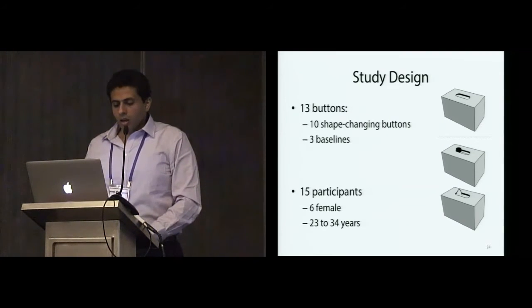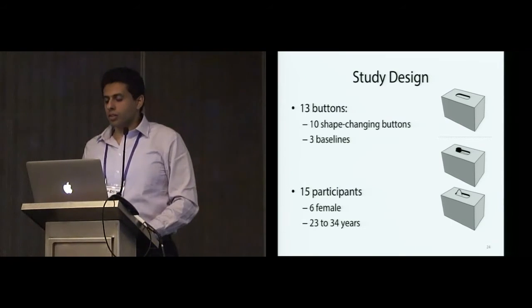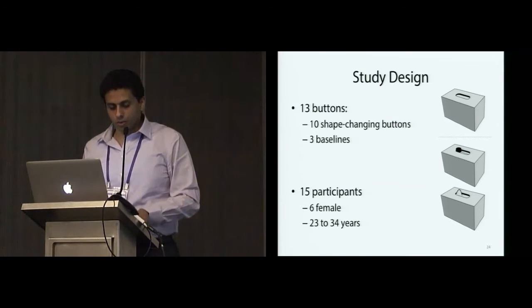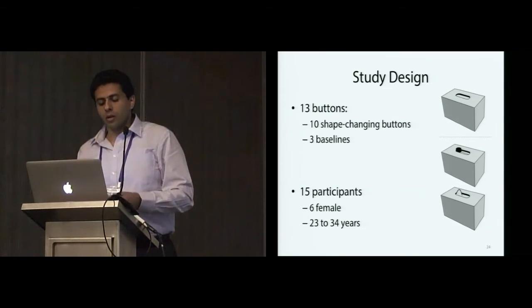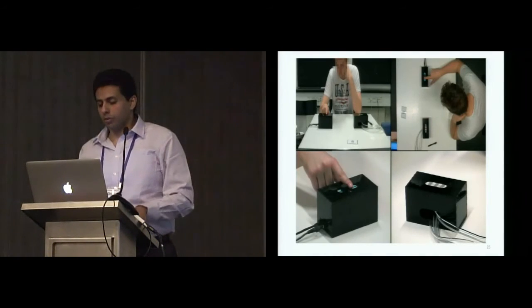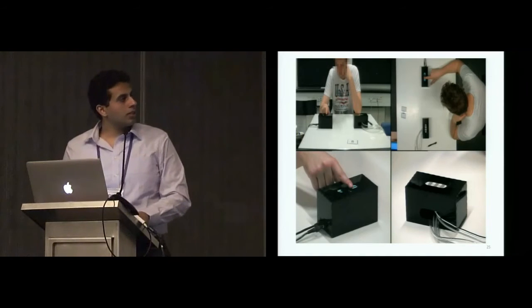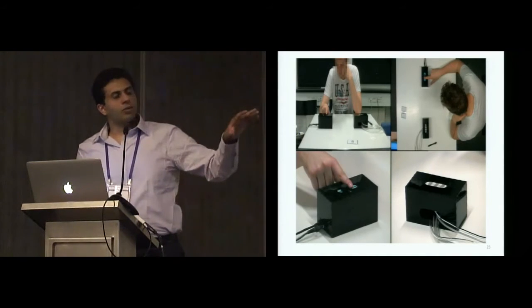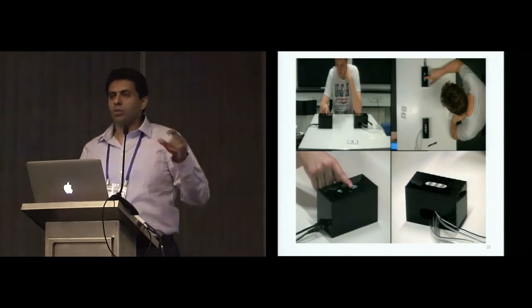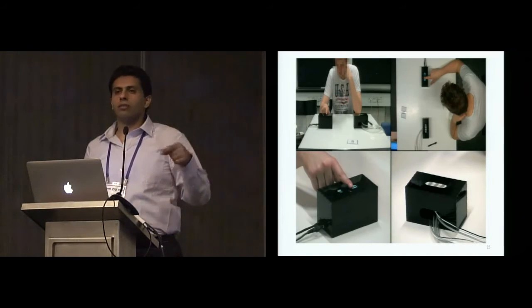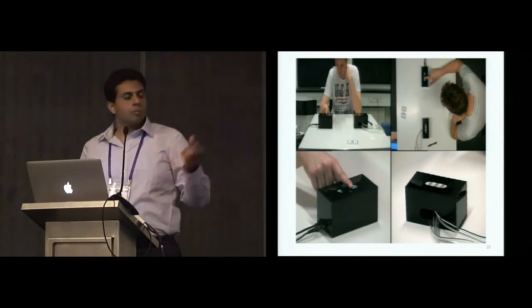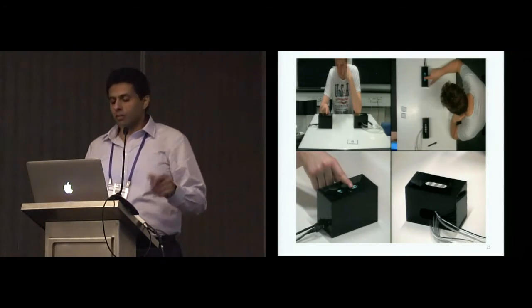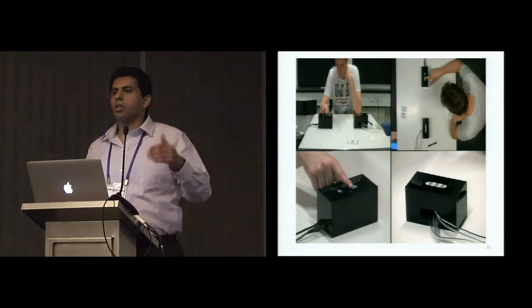And we had 15 participants, where 6 of them were females, with the age range from 23 to 34 years old. And none of the participants had previous knowledge or interaction with shape-changing interfaces before. The study setup was something like this, where we had the two prototypes present, but we had only one active at a time, where we allowed the users to perceive it and interact with it. And the order that we chose was random, and the study procedure went something like this.